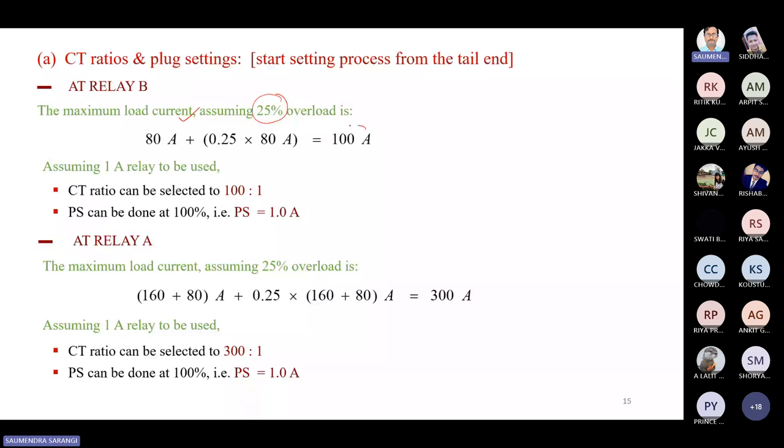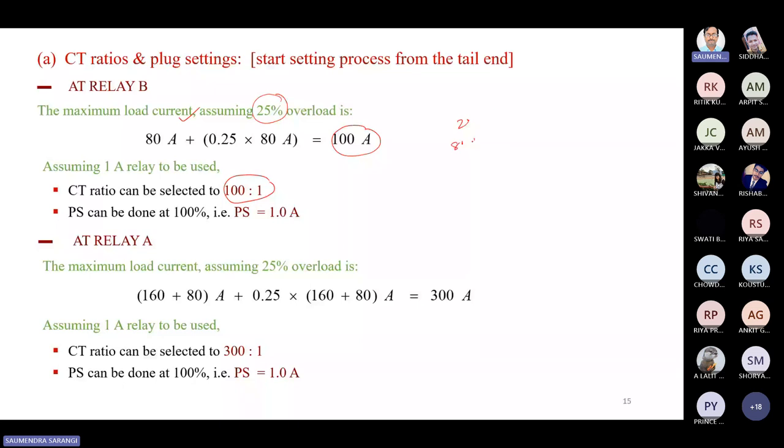So why have we taken it like that? Because the standard CTs available in our distribution system, produced by different companies, are 100:1, 200:1, 300:1, 200:5. We may not get a CT that is 80 by 1 or 90 by 1.